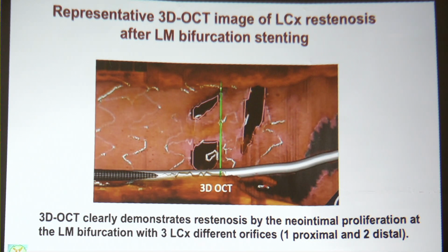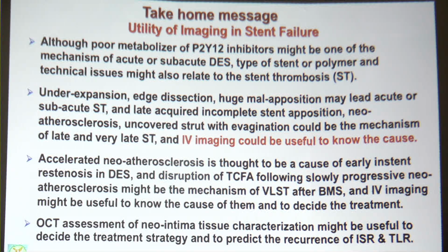So if possible, it might be better to select this cell at the time of the crossover and then do the kissing balloon. If you can succeed to these cells attached to the proximal site of the side branch, you may have a big area. Right. So we do not have data at the moment, but it is very important research work how to treat this condition. So this is my take-home message.